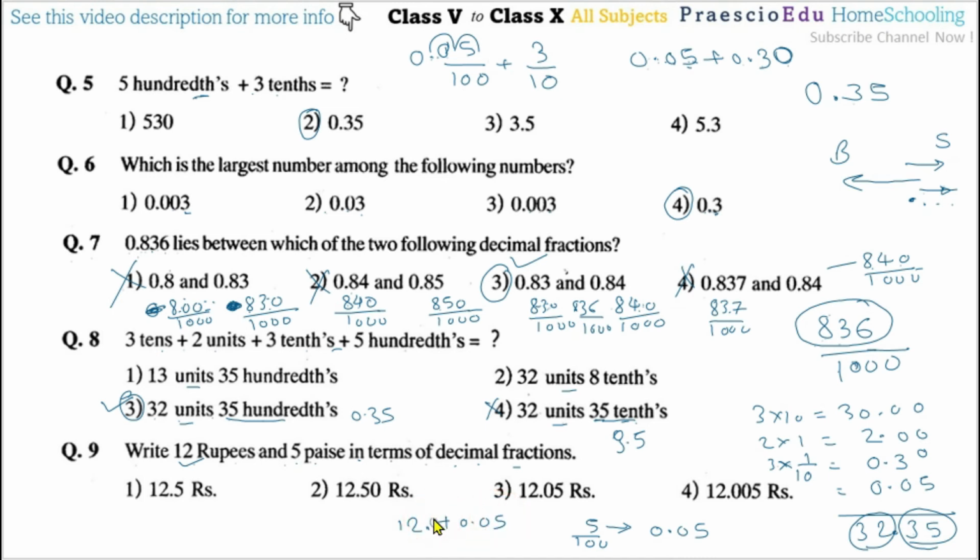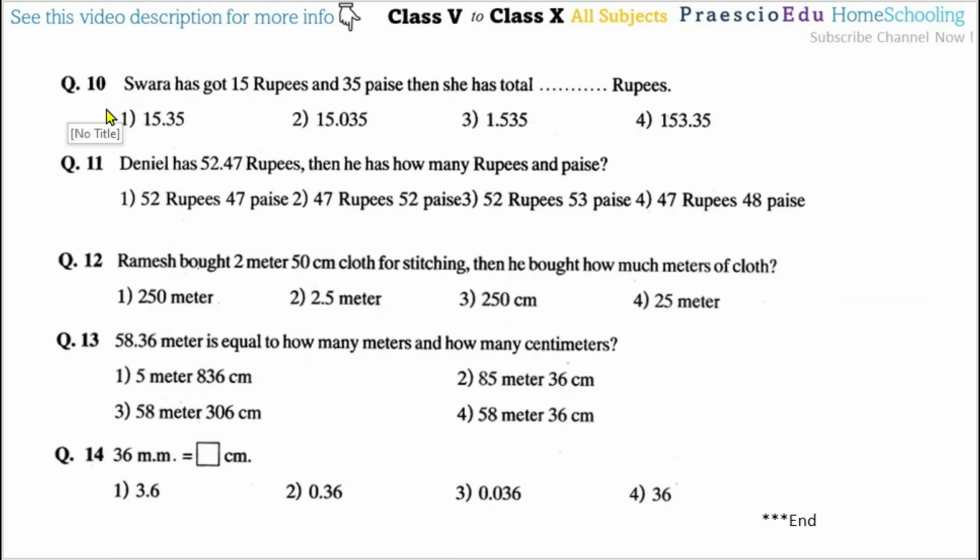12.0 we will mention, so it means 12.05. That is the meaning, and this is given in option number 3. Question number 10: Swara has got 15 rupees and 35 paise. Then she has a total of how many rupees?